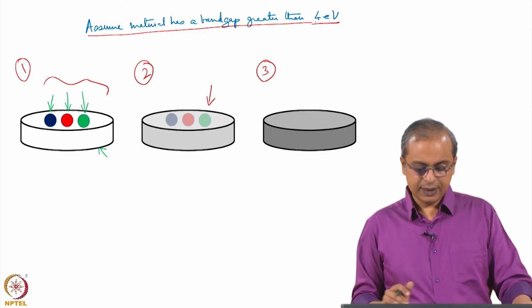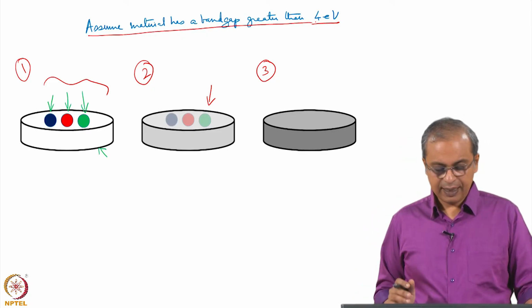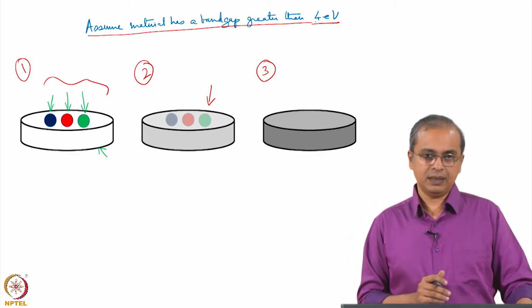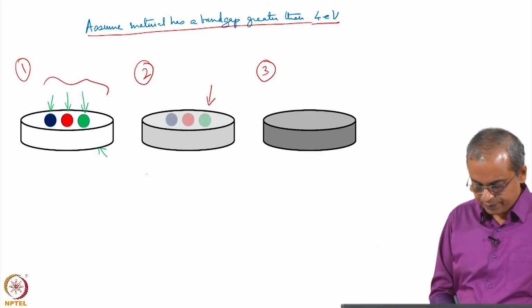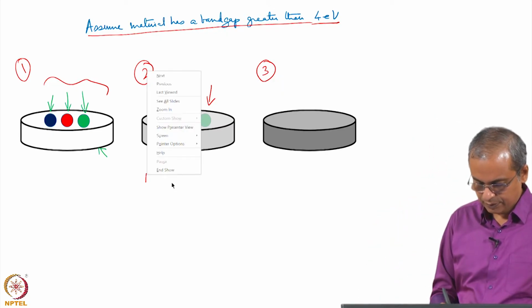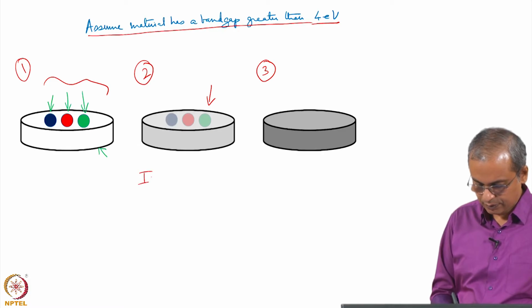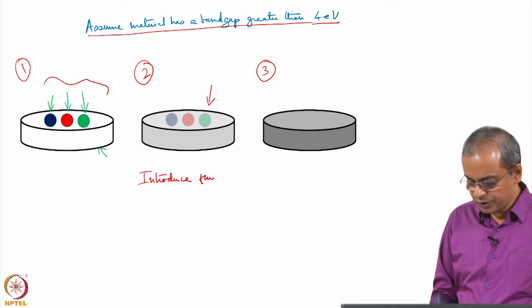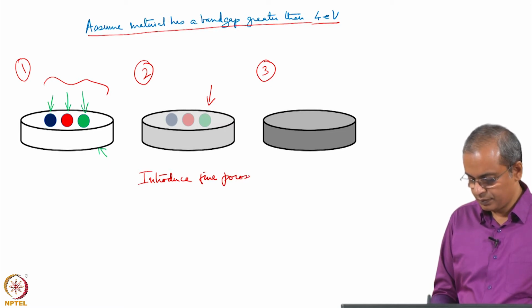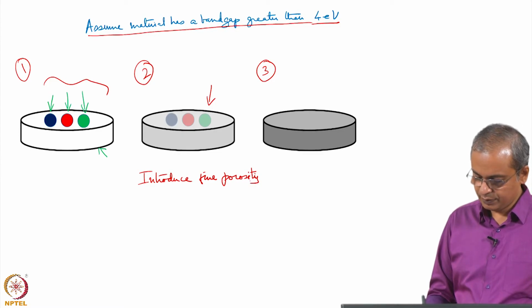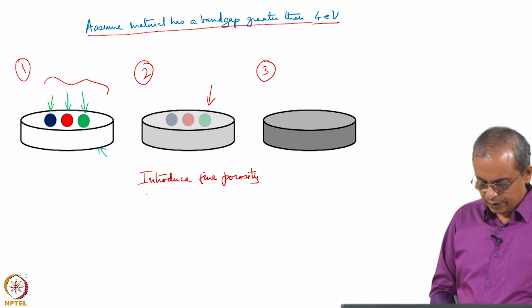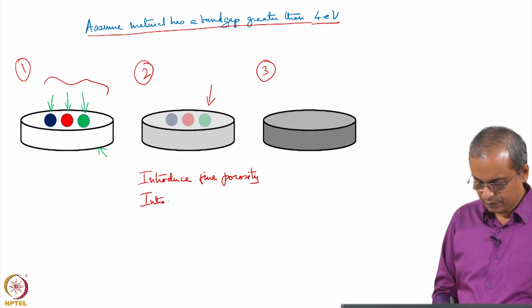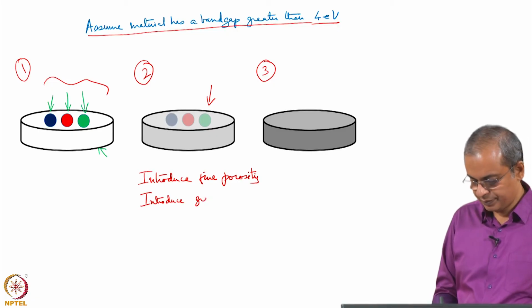So, the way we accomplish this, and the way it is actually happening in the system, has got to do with what defects are present in the system. So, if I introduce fine porosity, or you introduce grain boundaries.